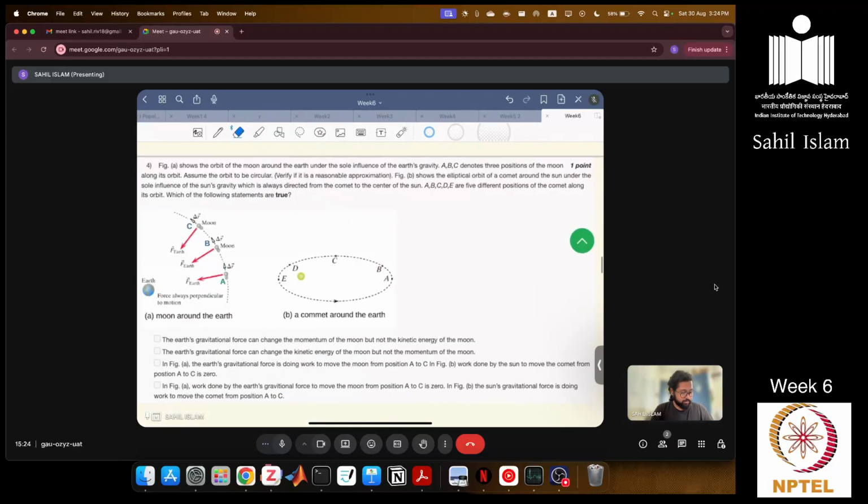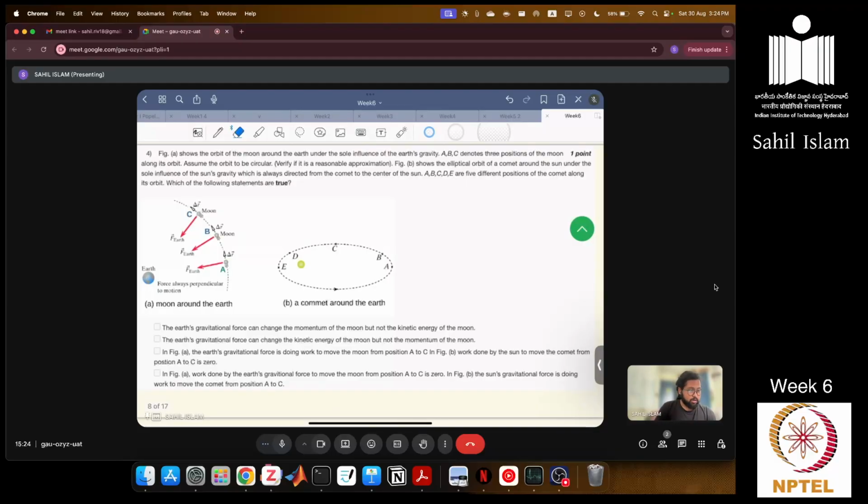Next question. Figure A shows the orbit of the moon around the earth under the sole influence of the earth's gravity. A, B, C denote three positions of the moon along its orbit. Assume the orbit to be circular. So the moon's orbit is assumed to be circular. Verify if it is a reasonable approximation.